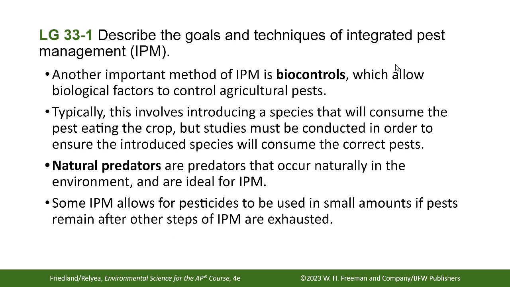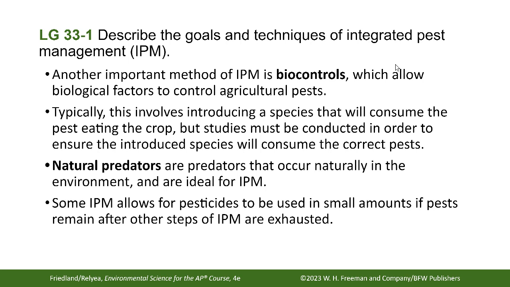Another important method of IPM is biocontrols, which allows biological factors to control agricultural pests. Typically, this involves introducing a species that will consume a pest eating the crop. Studies must be conducted in order to ensure the introduced species will consume a controlled amount of pests. Okay, so you wouldn't want to bring in something that's just going to ravage the area. You don't want their population to grow too quickly, right?